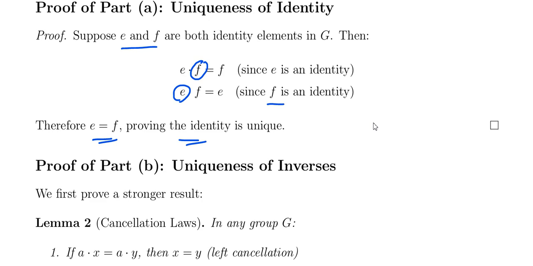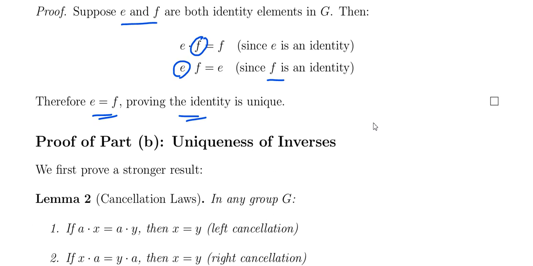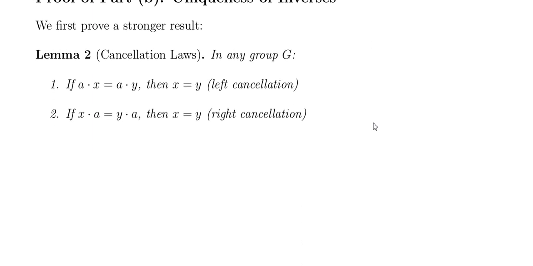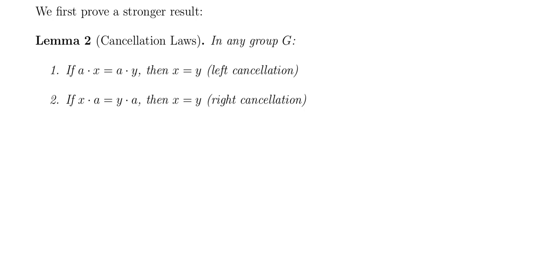The same way for the uniqueness of the inverses. To prove that the inverse is unique, before that we should know what the cancellation law is. What do you mean by the cancellation law? In any group G, if A dot X equals A dot Y, then X equals Y, the left cancellation law. And if X dot A equals Y dot A, then X equals Y.